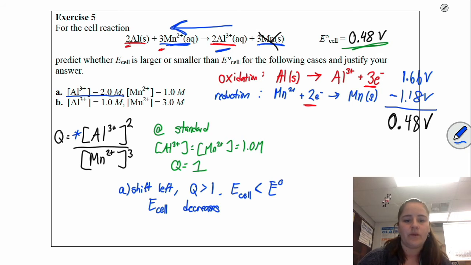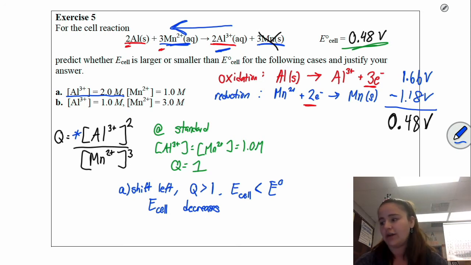Now I'll go back and explain this on the top thing up there, but if you check out the top part of your notes, that number line, you can see when Q is greater than 1, the energy is approaching 0. So E cell is going to be getting smaller.